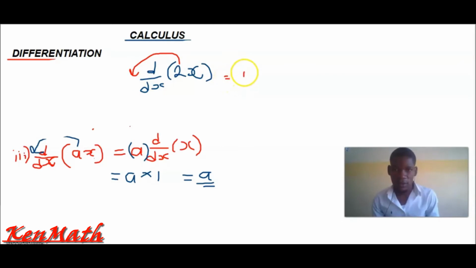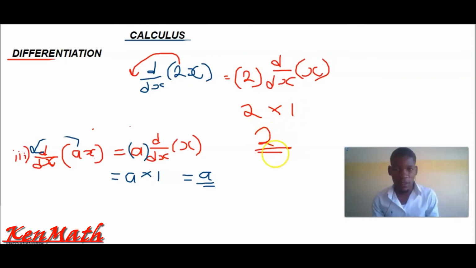So we say equals 2 open brackets, and then d will remain with dx of a single x, which gives us 2 multiplied by the d over dx of a single x. The d over dx of x is 1, so it gives us 2. So the derivative of 2x, or a number to the power 1, is the same as that number, which is 2.